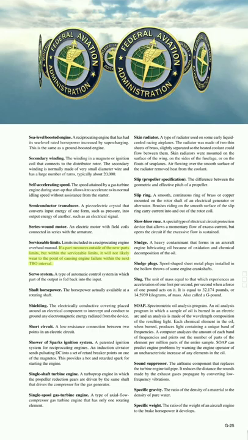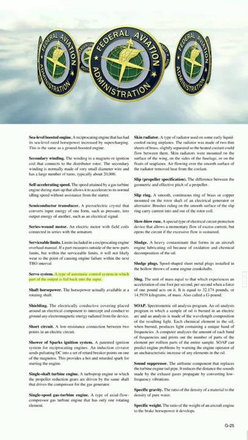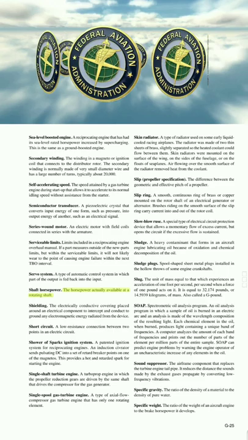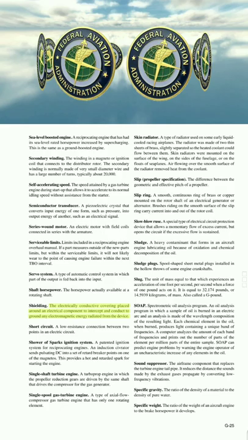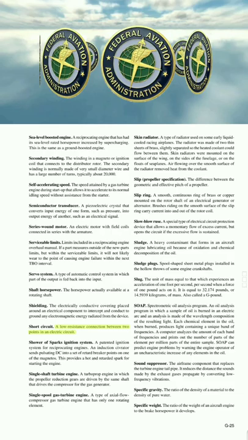Servo system. A type of automatic control system in which part of the output is fed back into the input. Shaft horsepower. The horsepower actually available at a rotating shaft. Shielding. The electrically conductive covering placed around an electrical component to intercept and conduct to ground any electromagnetic energy radiated from the device. Short circuit. A low resistance connection between two points in an electric circuit.